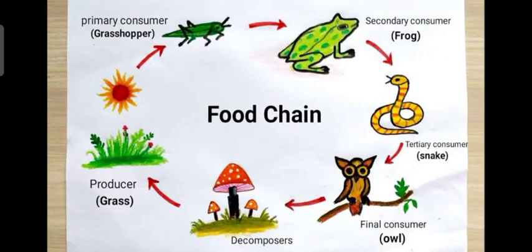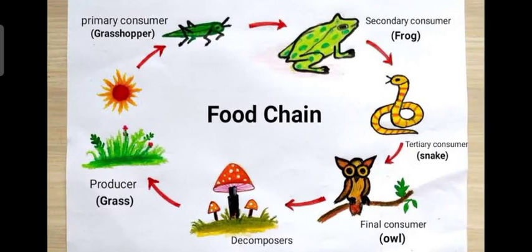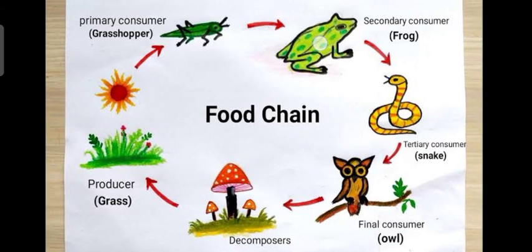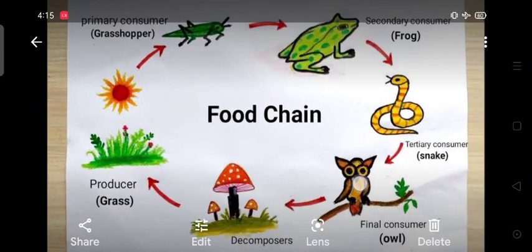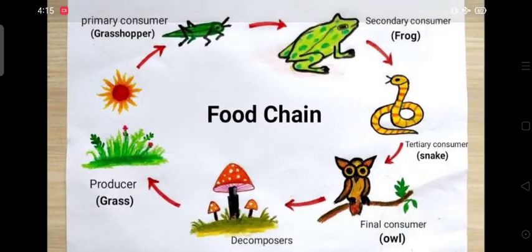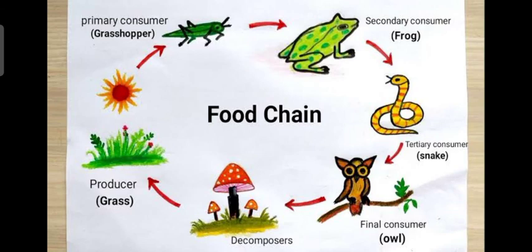Look at this picture. This is the producer, grass. The grasshopper eats grass, the frog eats grasshopper, snake eats frog, owl eats snake, and when the owl dies, it is broken down by the decomposer, and again it turns to grass. This is called a food chain.